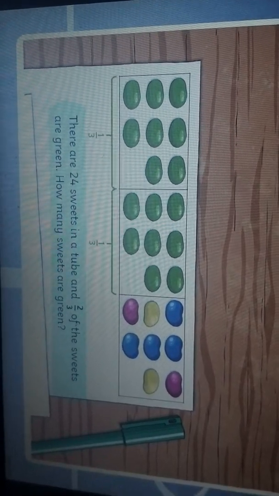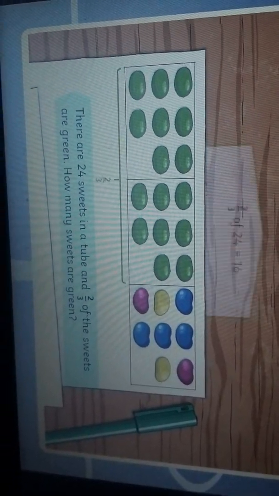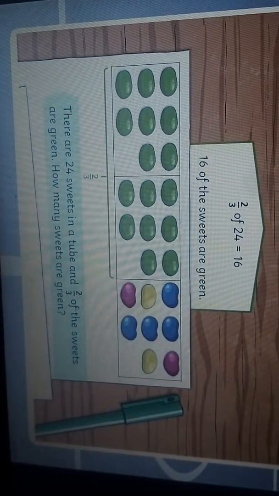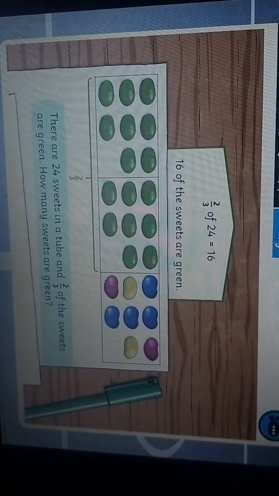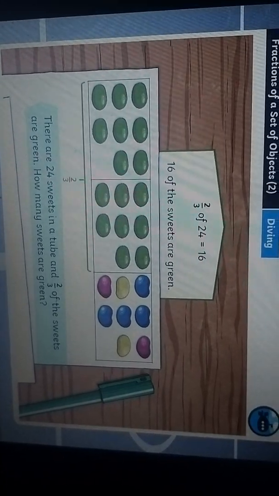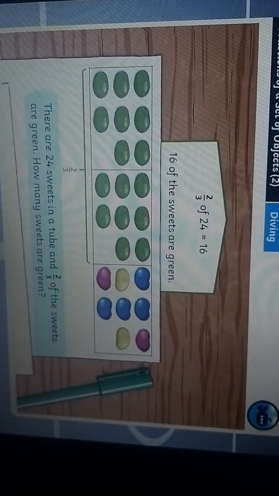So how many in each section? 3, 6, 7, 8. For 2/3, you need to double that number. So 16. 2/3 of 24 equals 16. Another way to do it without the representation of pictures is how many 3's in 24? So 8. 8 times 3 is 24, and then times that answer by 2. 16. 8 times 2 is 16.